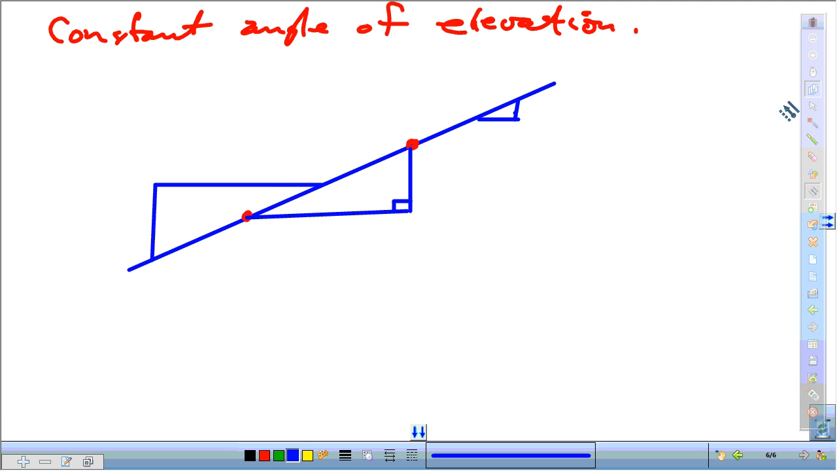But all of these triangles are what are said to be similar triangles, because the angle of elevation relatively is always the same. So these triangles always have the same angles. The sides, though, may have different lengths.